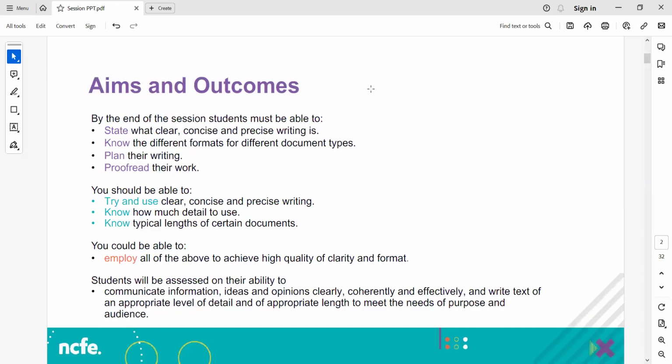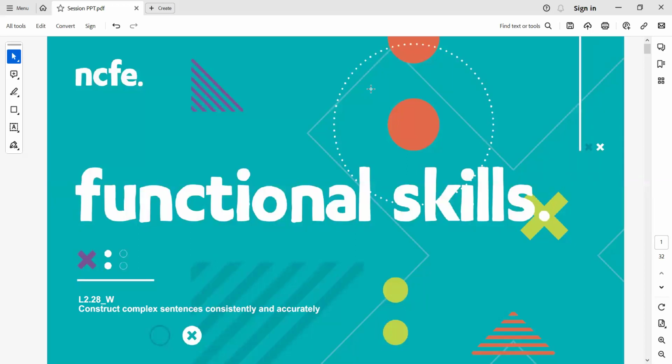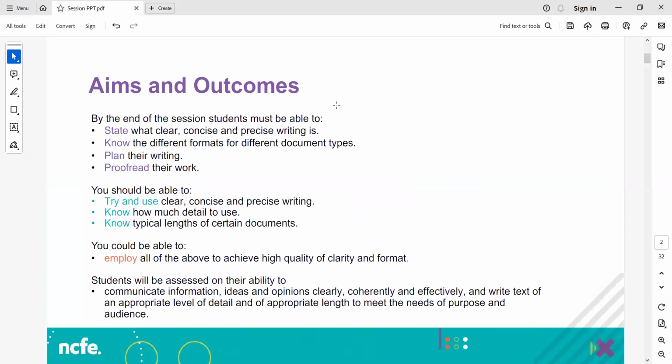So this morning we are looking at constructing complex sentences. Our aims and outcomes, let's have a look at those. By the end of the session, you must be able to state what clear, concise and precise writing is, know the different formats for different document types, plan your writing and proofread your work. You should be able to use clear, concise and precise writing, know how much detail to use, know typical lengths of certain documents, and employ the above to achieve high quality of clarity and format.